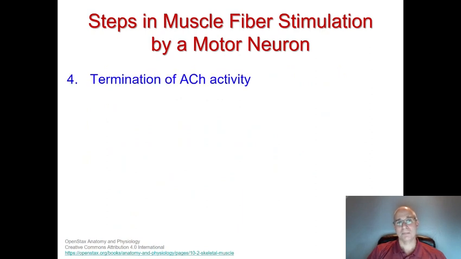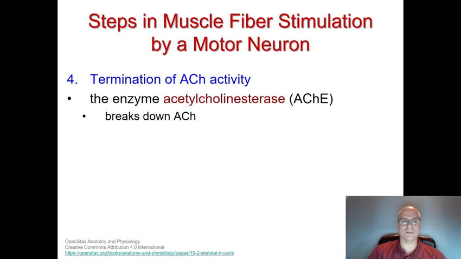Step number 4, we need to stop the activity of acetylcholine, right? Because as long as acetylcholine is plugged into those receptors, we've got our voltage-gated sodium ion channels opening, sodium's rushing into the cell, it's going to stay depolarized. We can't repolarize it. So we've got to stop the activity of acetylcholine. And one of the ways that we do that is by using an enzyme. Now, I know this is a great big long word. It's called acetylcholinesterase. Okay, and the abbreviation is capital A, capital C, lowercase h, and capital E.